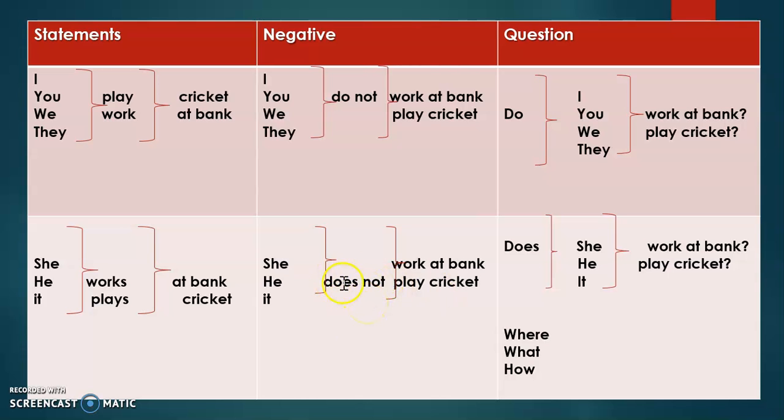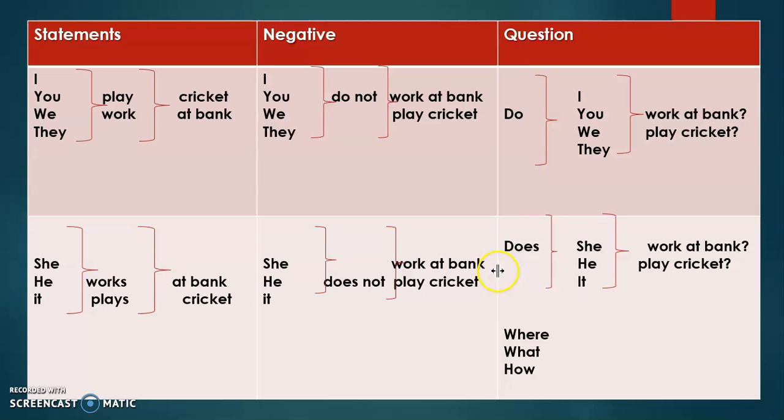In order to form the question, we can take that helping verb out of the sentence. Does she work at a bank? This is a proper yes or no question. Does he play cricket? Does it work at a bank? Right? We are taking that helping verb out of the sentence to form the question. And if you are going to form a WH question, then we can add the WH word to the sentence. Where does she work? Where does she play cricket? Right, we just add the WH word before the helping verb does.